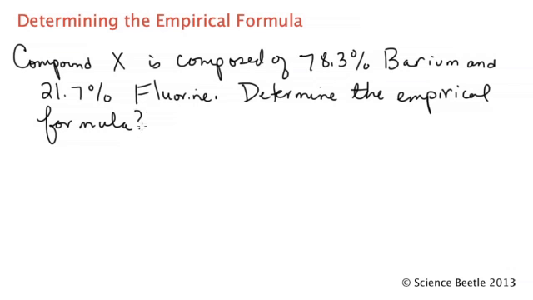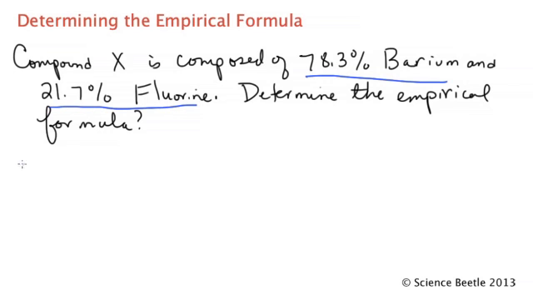So go ahead and pause the video here and then work it out and see if you come up with the same answer that we come up with here. And so I'm going to go ahead and change my color to blue. Go ahead and pause and unpause it when you're ready to go. Okay, so let's continue. So look at the information we've got. We've got 78.3% barium and 21.7% fluorine.